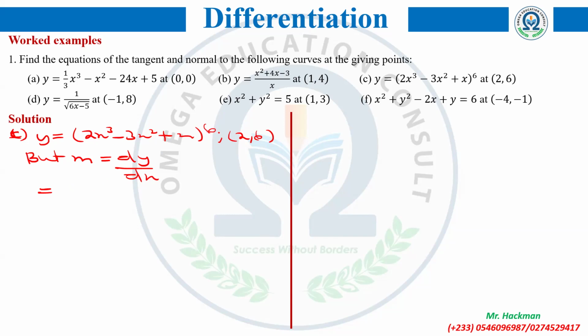So that one we said, bring the exponent, differentiate it as if you are doing the normal differentiation. Bring the exponent down, so the 6 will come down. Then keep your function 2x cubed minus 3x squared plus x. Reduce the exponents by 1, so that will give us 5. But that is not all. Times the differential of what you have in the bracket.